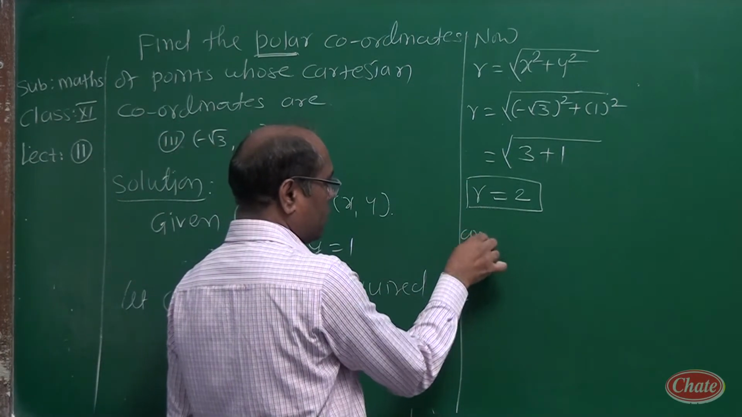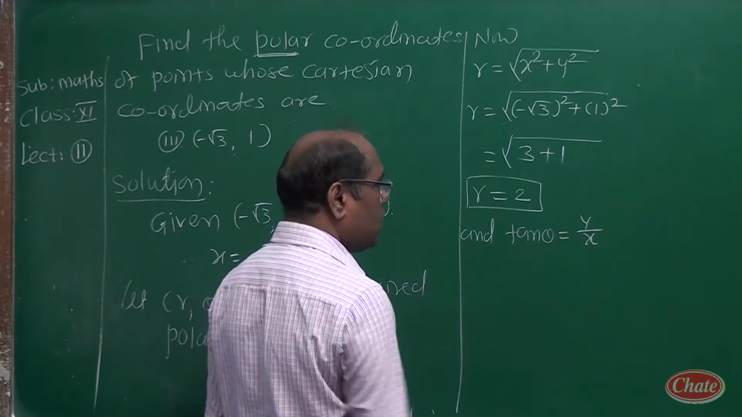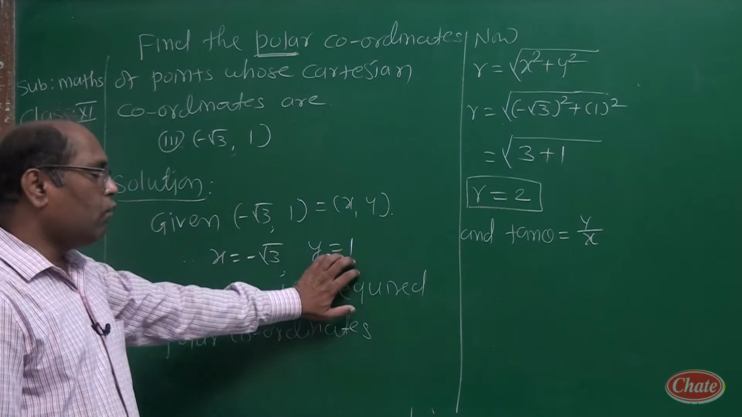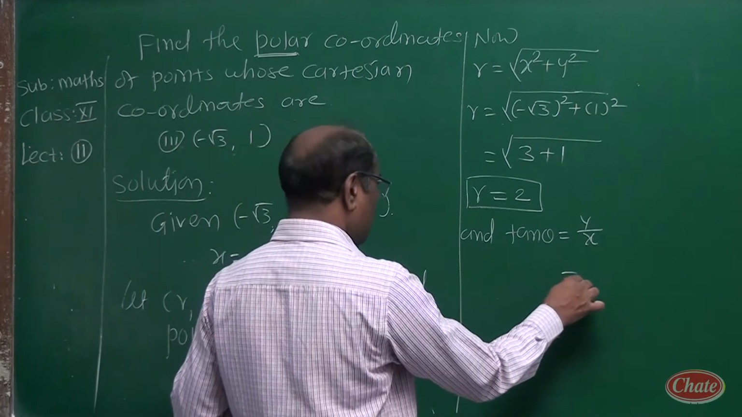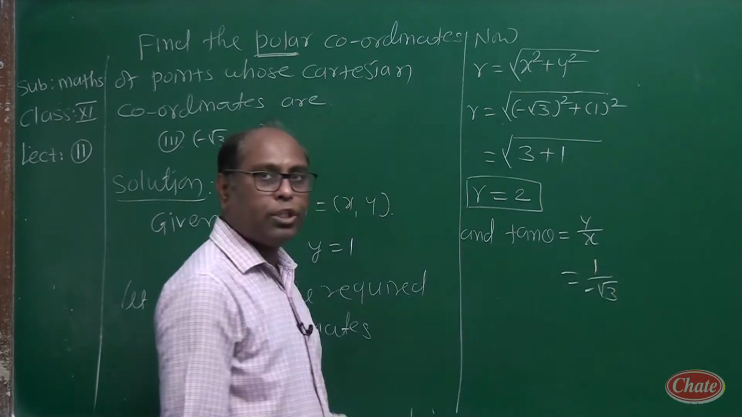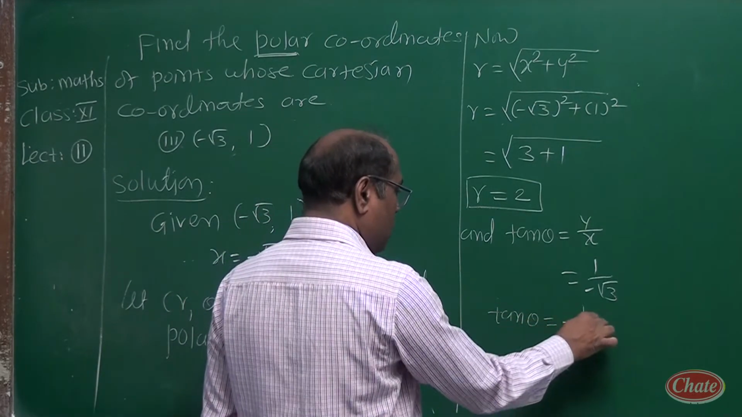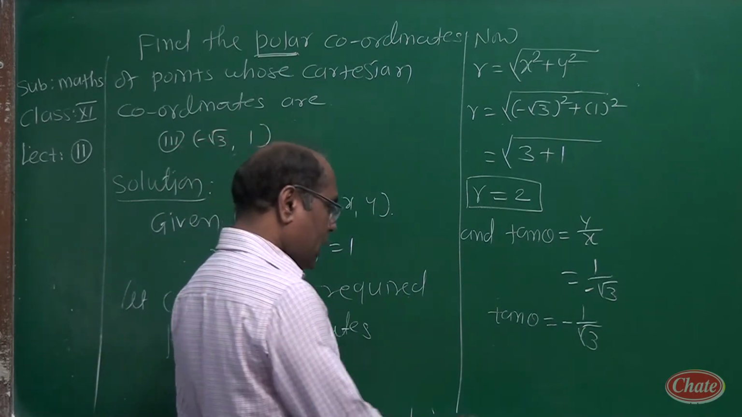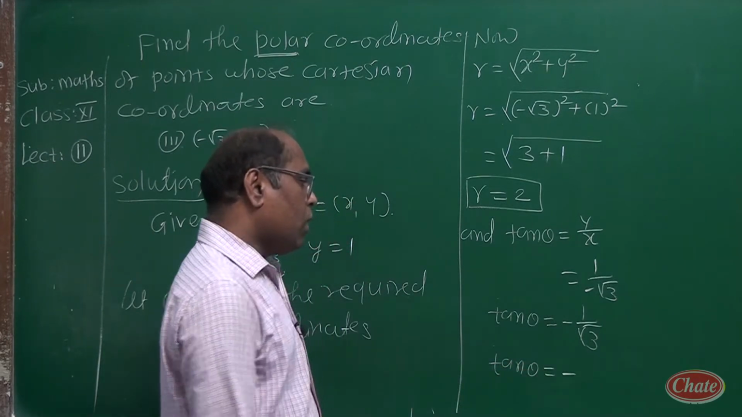And tan theta is equal to y upon x. Now what is the value of y? 1. Value of x, minus root 3. So therefore tan theta is equal to minus 1 upon root 3.